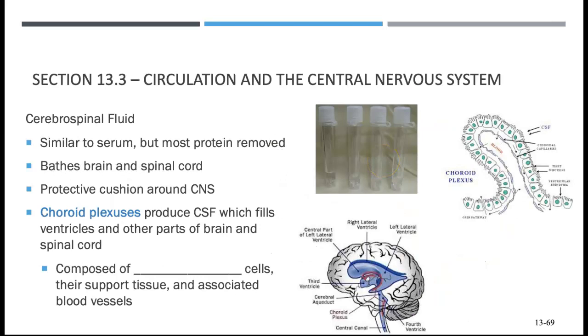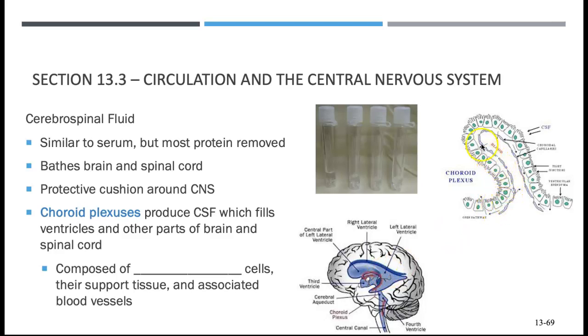So what is CSF? It is very similar to the serum within our blood, but most of the proteins are removed. It helps to bathe our brain and spinal cord, and it nourishes and protects it and gives that cushion when we are, let's say, jumping up and down. Now within these ventricles, we have something called a choroid plexus. You can see it highlighted in red in this illustration, and its job is to produce the CSF that fills the ventricles.